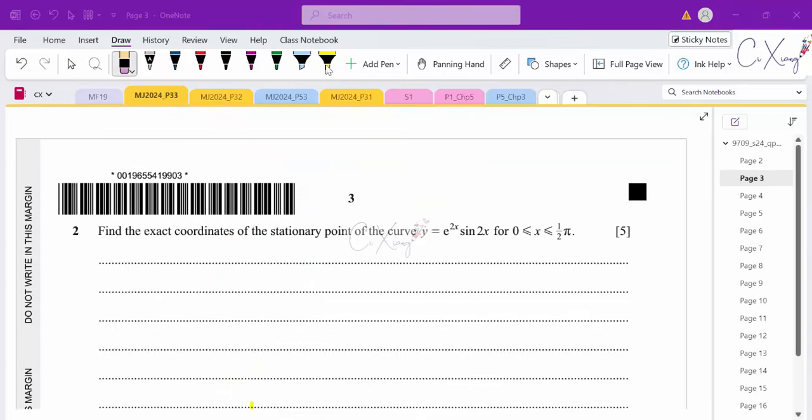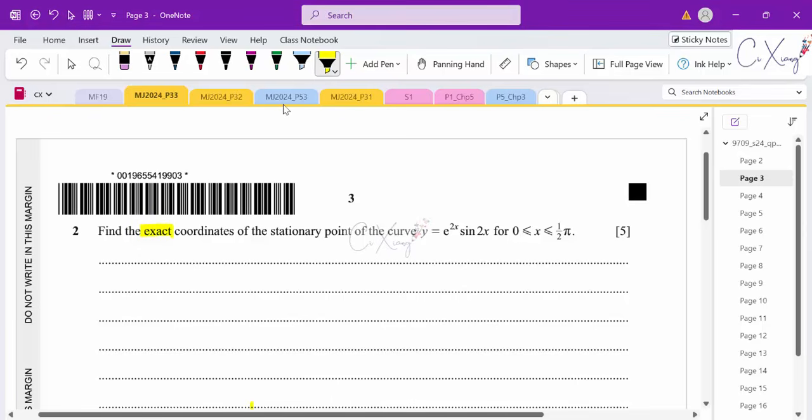Find the exact coordinates. Please highlight the keyword exact. Your final answer cannot be in decimal number, but it must be in surd form, pi form, or maybe the exponential form. Okay, so the coordinate of the stationary point of this curve and for the x between this value.